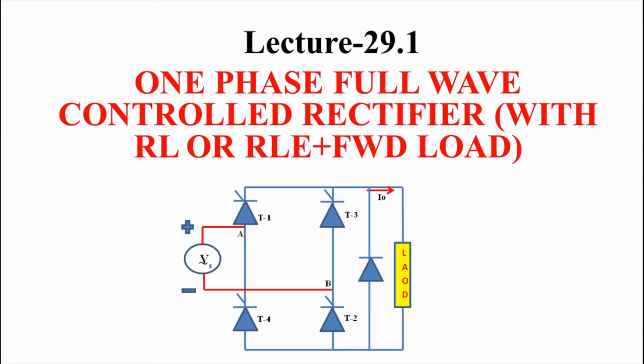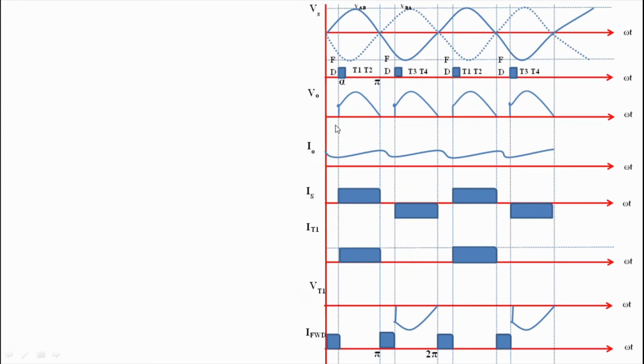This is lecture number 29.1. Today we are going to start circuit operation and waveforms of one phase full wave control rectifier with RL load and having freewheeling diode connected parallel to the load. To understand the circuit operation, we have to assume load highly inductive. So when load is highly inductive, it makes output current nearly constant.